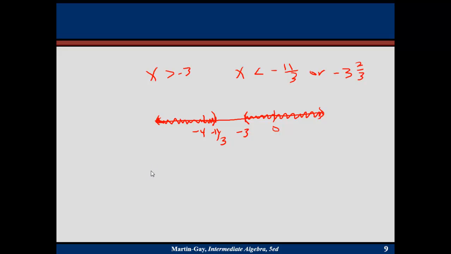Interval notation, remember you start from the left and you go to the right. This is negative infinity out here. So parentheses, negative infinity, comma, stop at negative 11 thirds. And then you have to union, since it's a space here, remember we use that U symbol, union, start at negative 3, goes to positive infinity. Okay, so that's how your graph, and then that's how your answer should look in interval notation.